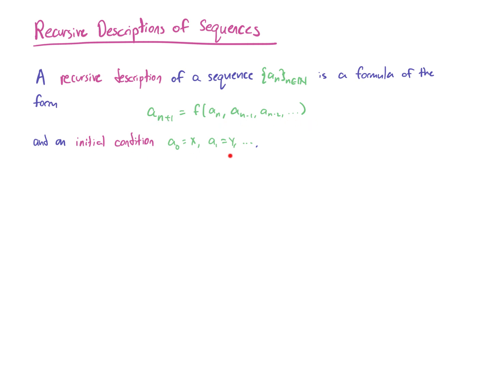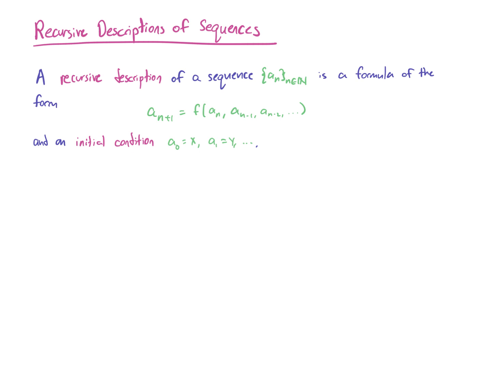In addition, we also need an initial condition. We need to know some of the initial values of the elements in the sequence, because if I don't know the value of a0, for example, then the formula won't help me to find the value of a1. So let's do some quick examples.